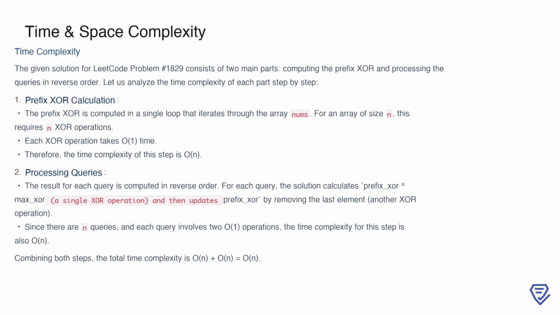Next, we process the queries in reverse order. For each query, we calculate the XOR with max_XOR, which is an O(1) operation, and then update prefix_XOR by excluding the last element, which is another O(1) operation. With n queries to process, this step also has a time complexity of O(n). When we combine both parts, the overall time complexity becomes O(n) plus O(n), which simplifies to O(n).